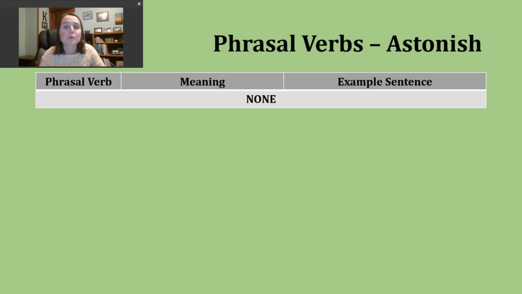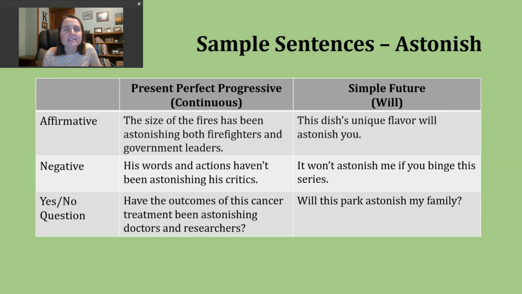Now, we don't have any additional phrasal verbs or meanings that we need to study, so we can move on and do a little verb tense practice. Today, we're going to review the present perfect progressive and the simple future. Let's start with the present perfect progressive.